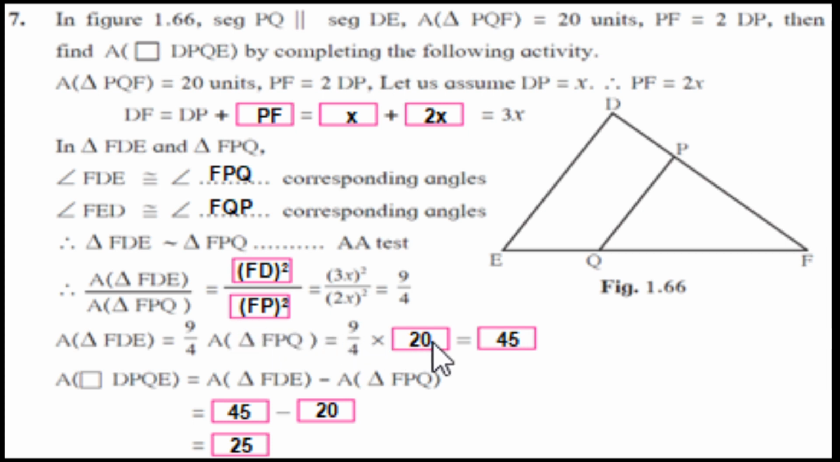Area of triangle FPQ is given 20. So 20 divided by 4 is 5, 9 fives are 45. Then to find out the area of this quadrilateral, we have to subtract the area of smaller triangle from area of bigger triangle. So area of quadrilateral DPQE is equal to area of triangle FDE minus area of triangle FPQ. So 45 minus 20 is equal to 25. So area of triangle FPQ is 20, area of quadrilateral DPQE is 25, and the total area of bigger triangle DEF is 45.